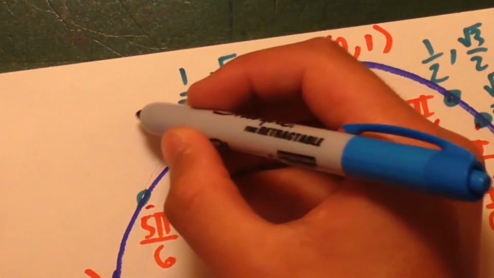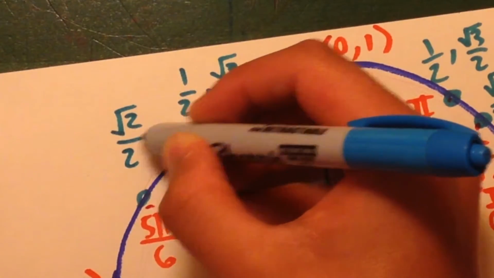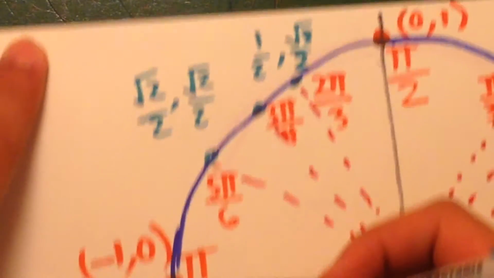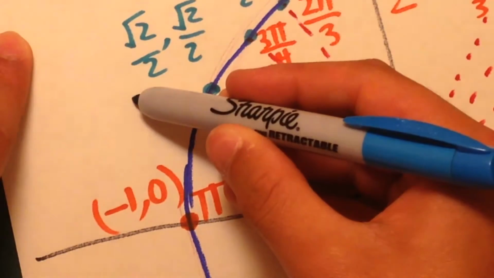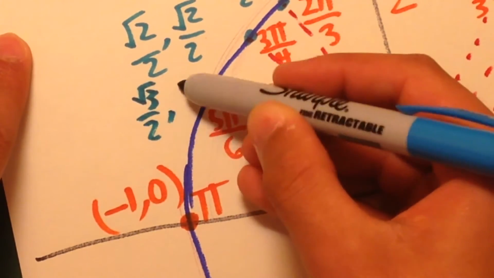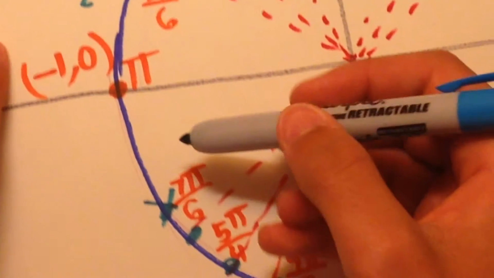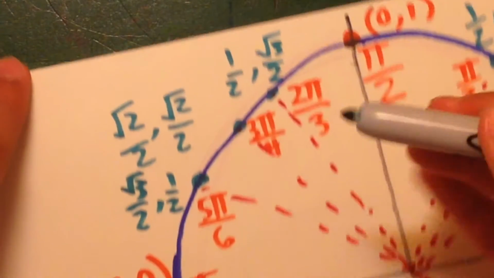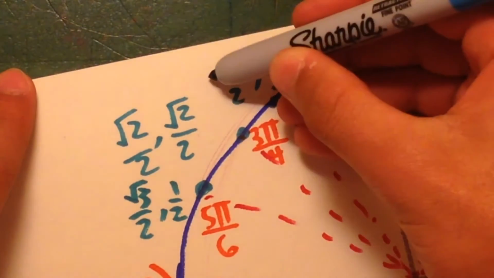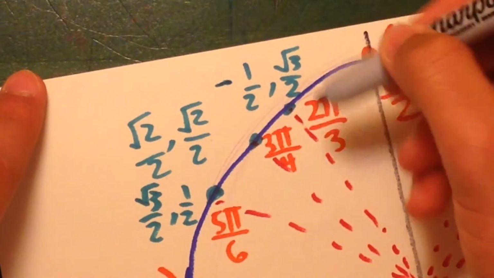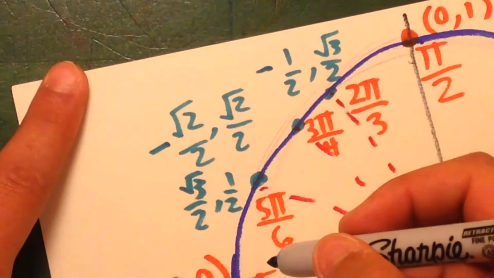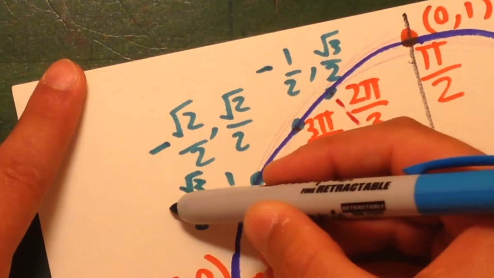This right here is going to be square root of 2 over 2 comma square root of 2 over 2. And then finally this one is going to be square root of 3 over 2 comma a half. And here, now the signs, see the x here is negative because we're on this side, so it's going to be negative a half comma square root of 3 over 2. Here it's going to be negative square root of 2 over 2 comma square root of 2 over 2. And then here it's going to be negative square root of 3 over 2.